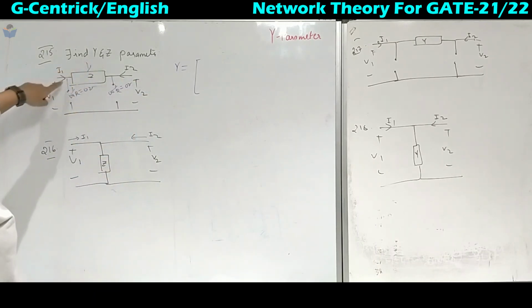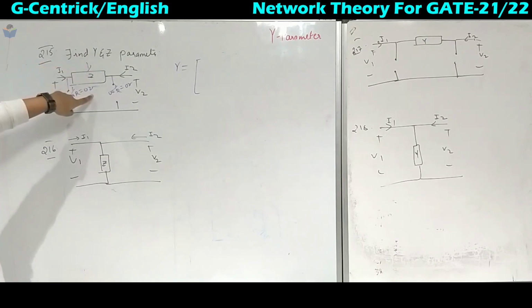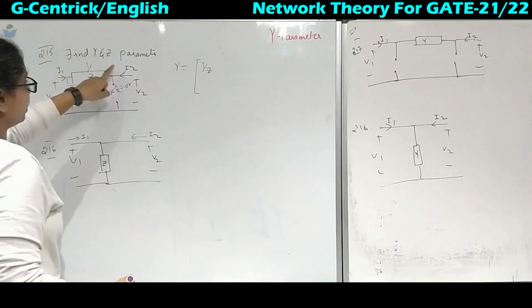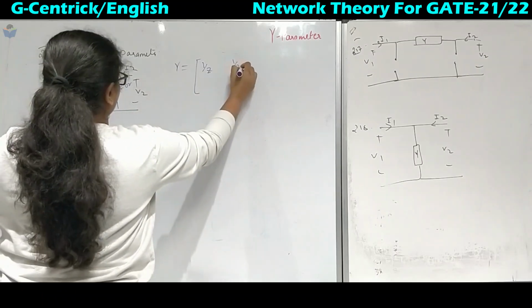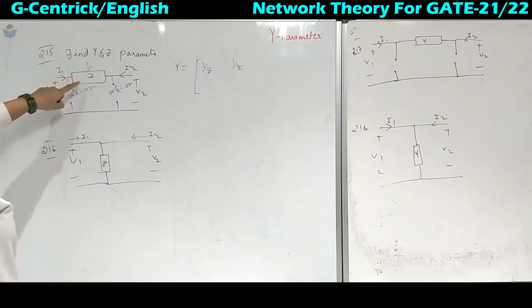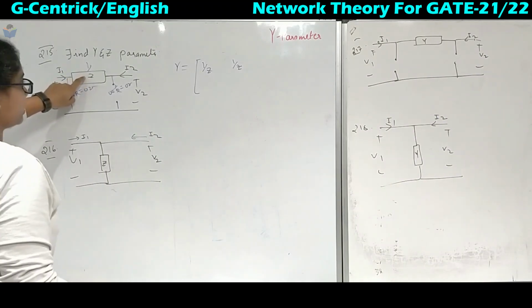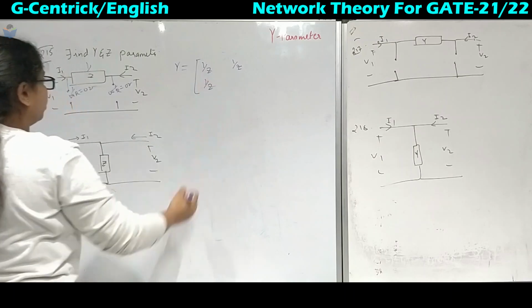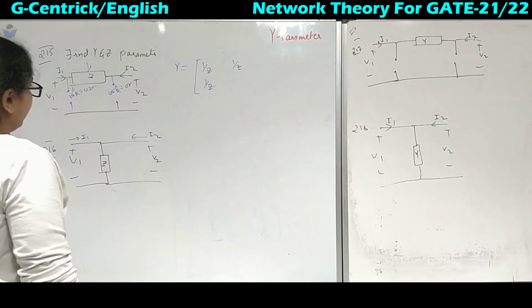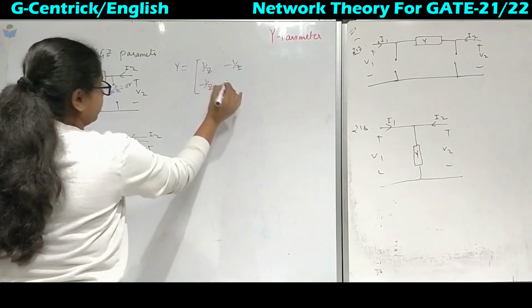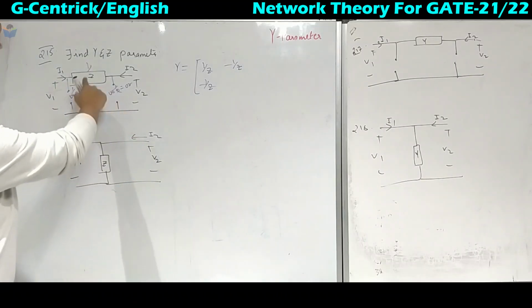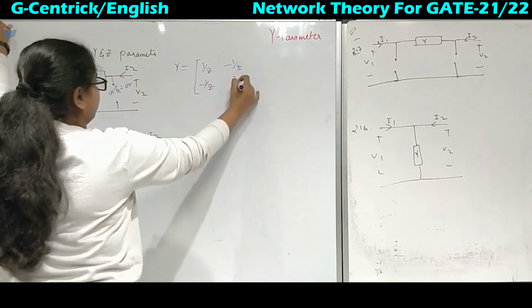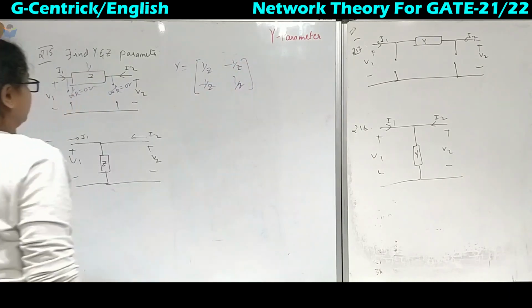Next we have Y11, which is 1 by Z plus 0, so this is 1 by Z. Similarly it is again 1 by Z. Sorry, this one is 1 by Z. So Y12, and Y21 will also be 1 over Z, but with a negative sign. And this parameter Y22 is nothing but 1 by Z plus 0, so it will also be this much.